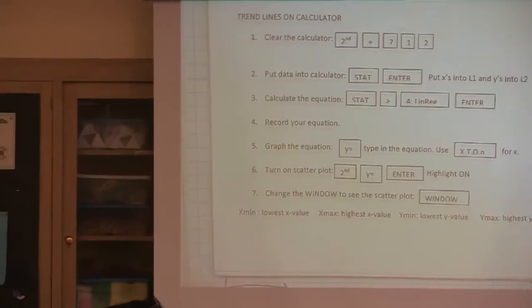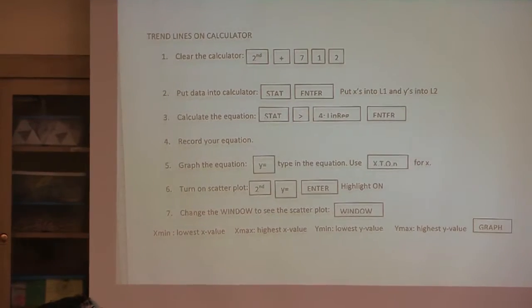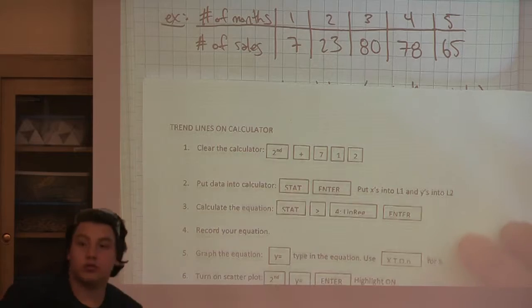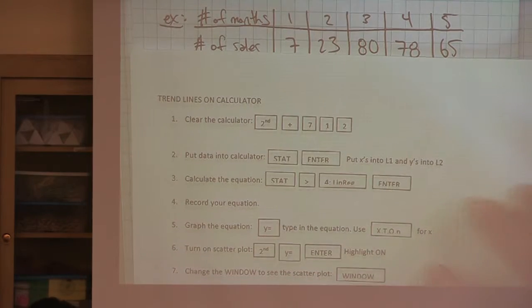And these instructions, okay, for our sales, go ahead and calculate the trend line.